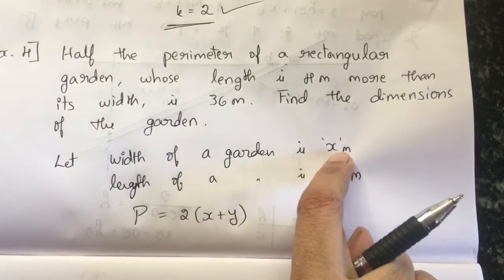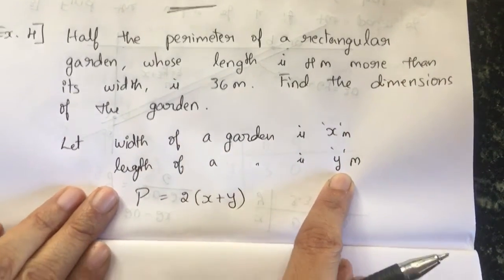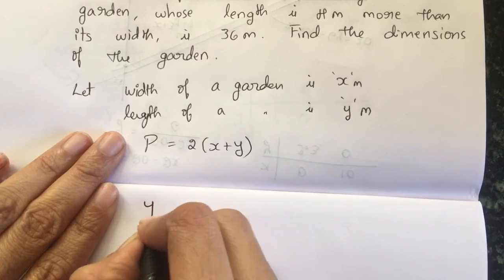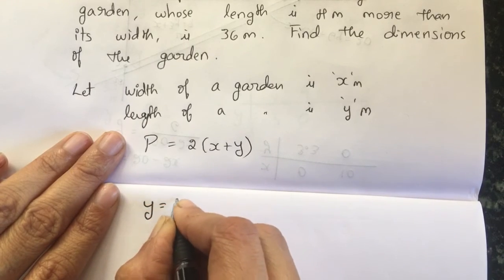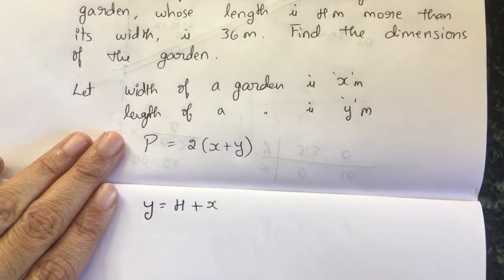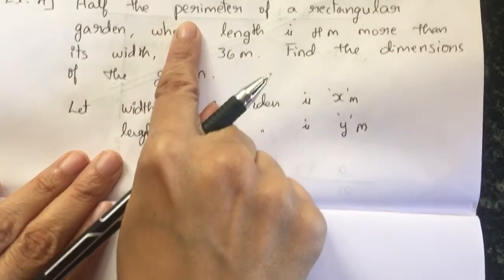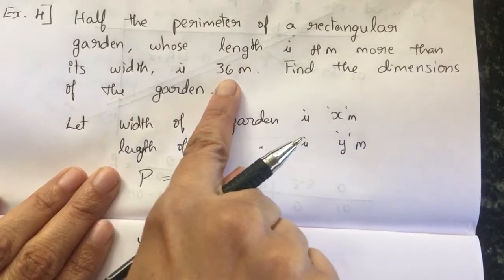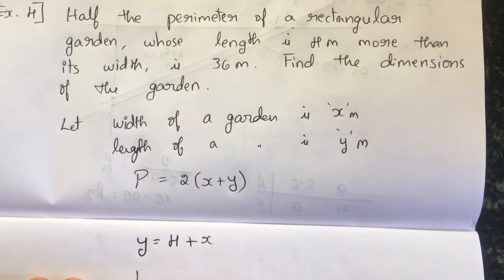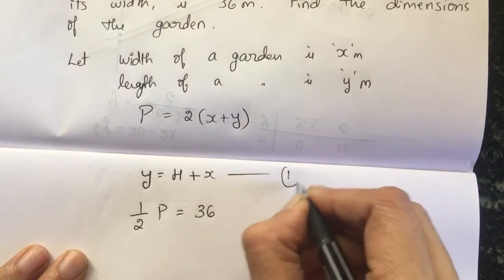Length is 4 meter more than the width. I am taking width as x and length as y. Length is 4 meter more than the width. Is it okay? Yeah. And now half the perimeter is 36 meter. Half the perimeter is 36. This is equation 1.